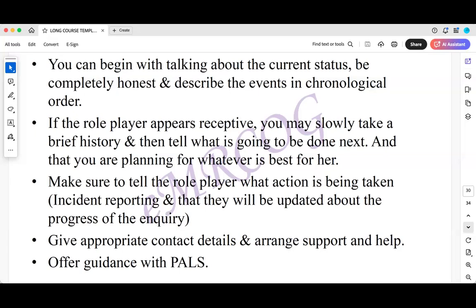The most important thing in the role player station is that you answer the concerns of the role player and make the role player satisfied. It's like a real patient who comes to your clinic, but you have only 10 minutes to deal with this patient and give a useful consultation to her, okay? So if you are able to do that, you will pass the station. Okay, my friends?